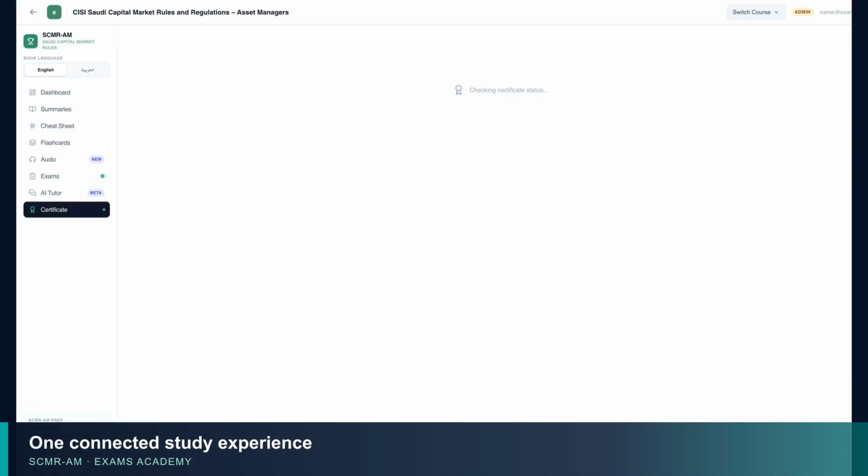Every feature works together in one clean, mobile-ready course, helping you turn each study session into purposeful progress.